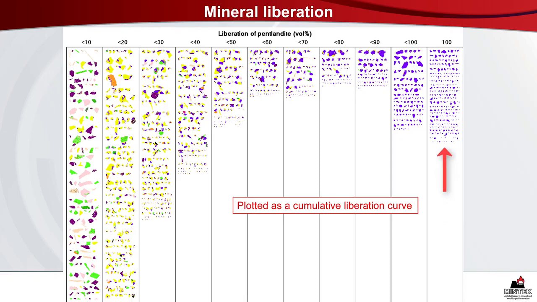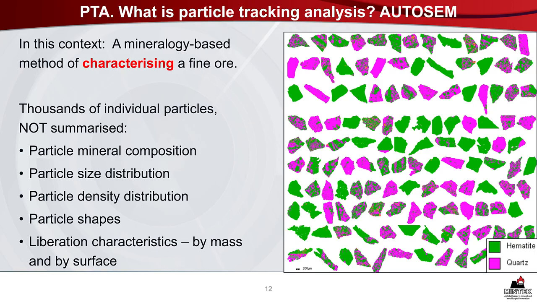Usually, this is presented in a graph, a cumulative graph, in these classes: 100, more than 90, more than 80, more than 70, more than 60, all the way through. What I want to talk about next is a thing called particle tracking analysis. It is really simply a more detailed form of the previous slide. In the previous slide, the results were classed into groups, 10%, 20%, 30% liberated.